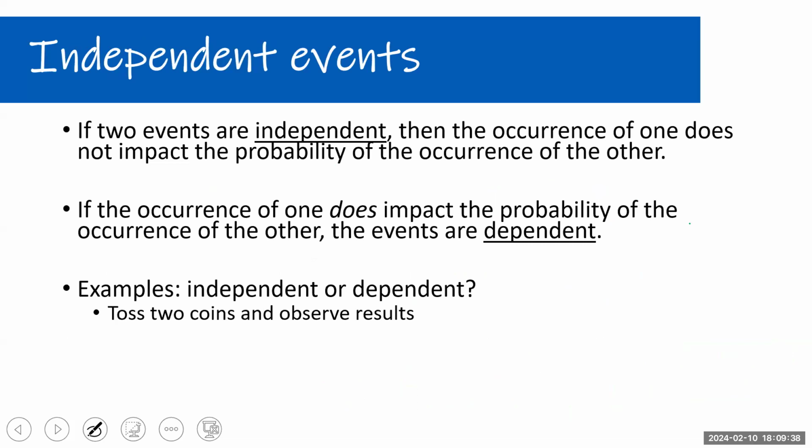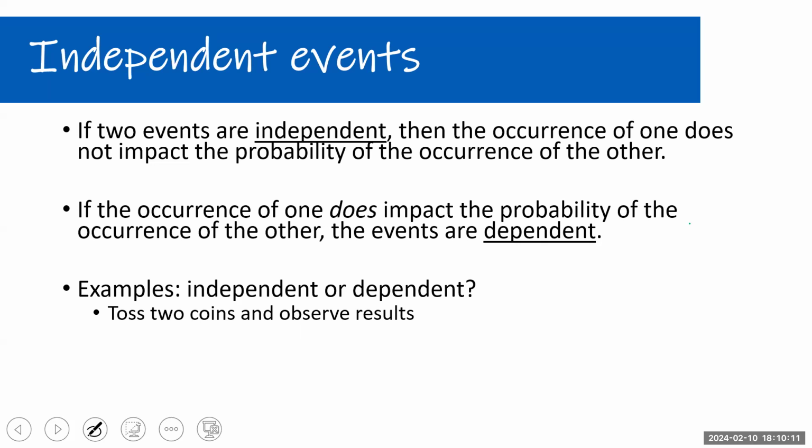We also are going to talk about independent events. So if 2 events are independent from one another, that means that the outcome of one does not impact the occurrence of the other. Okay, so if I toss a coin twice, those 2 tosses are independent from one another. The coin does not remember, oh, I was heads last time, so I'm going to be tails this time. Okay, there's no impact to each other. Now, if the occurrence of one does impact the probability of the other, then you are going to have dependent events.